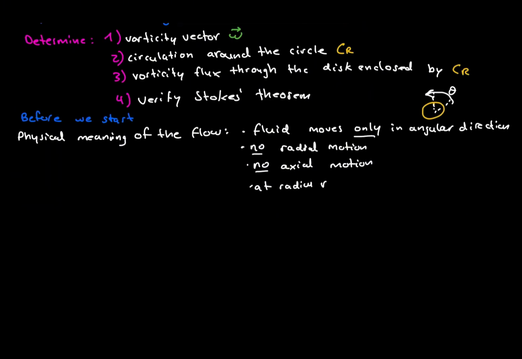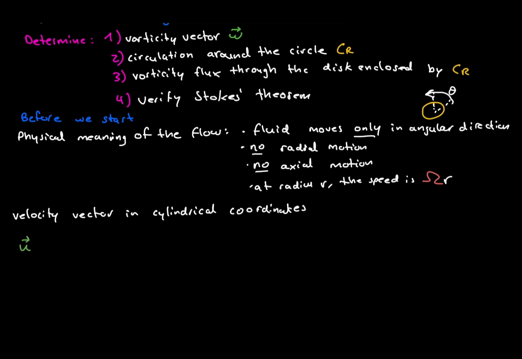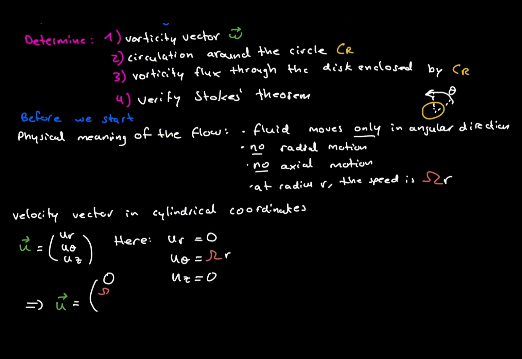First, we write the velocity field. In cylindrical coordinates, the velocity vector has the components ur, u theta, and uz. In this flow, ur equals 0, u theta equals omega r, and uz equals 0. The velocity field is therefore 0 in the radial direction, omega r in the tangential direction, and 0 in the axial direction.